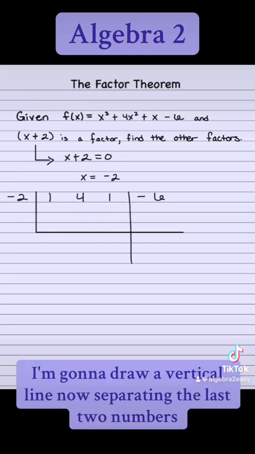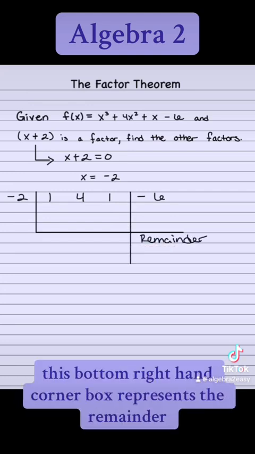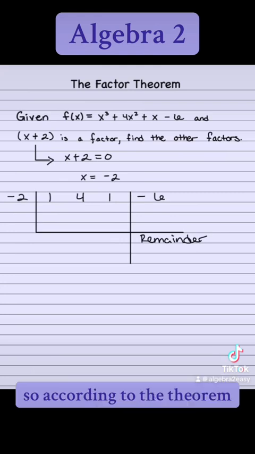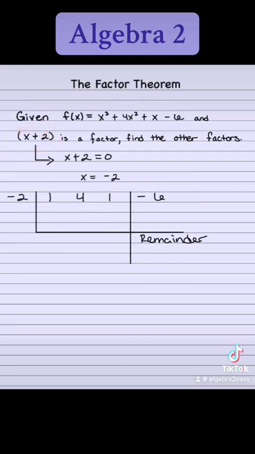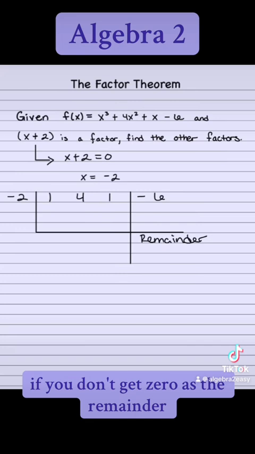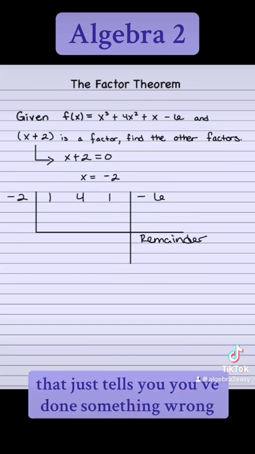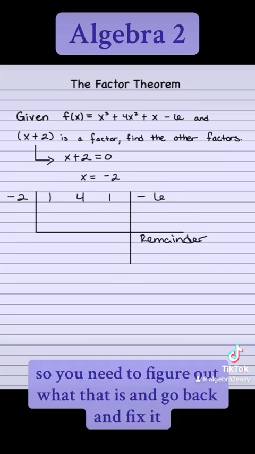I'm going to draw a vertical line now separating the last two numbers. This bottom right-hand corner box represents the remainder. So according to the theorem, because x plus 2 is a factor, we should get a remainder of 0. If you don't get 0 as the remainder, that just tells you you've done something wrong. So you need to figure out what that is and go back and fix it.